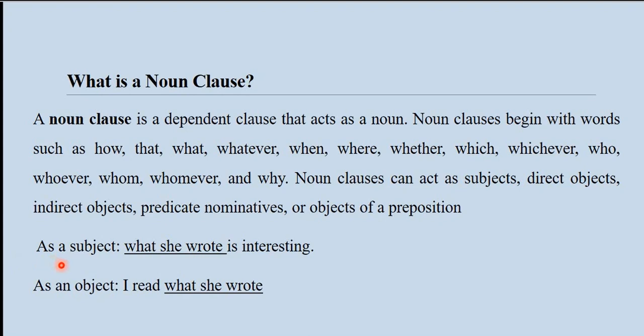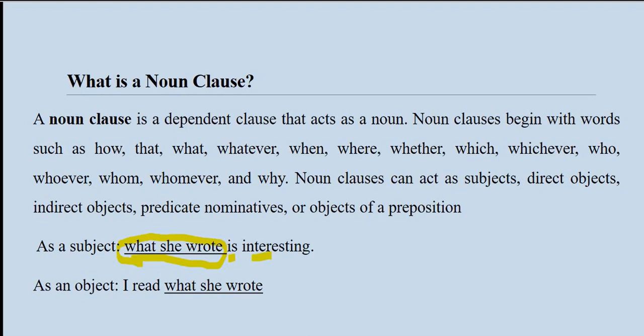So let's see. As a subject: "What she wrote is interesting." You can see here "she wrote" is a simple sentence, but since it is a noun clause, it can function as the subject of the main sentence. "What she wrote is interesting." The noun clause functions as the subject, and after the subject we can see the auxiliary and the adjective, the normal form of a sentence.